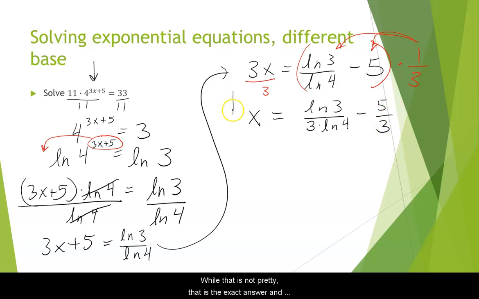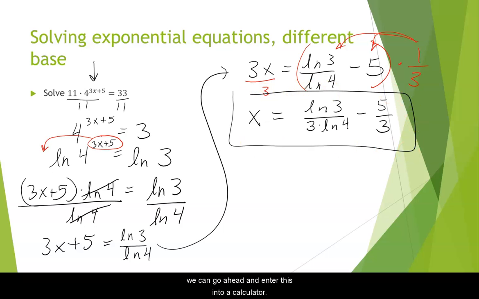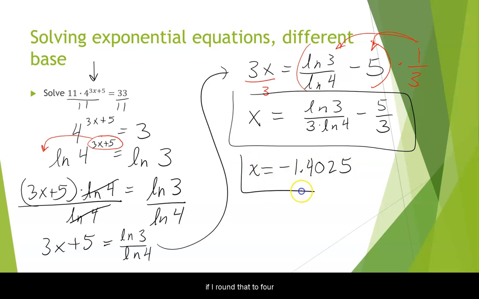While that is not pretty, that is the exact answer, and we can go ahead and enter this into our calculator. Be careful with parentheses, so I encourage you to work this problem along with me. I ended up with x equals approximately negative 1.4025 if I round that to 4 decimal places.